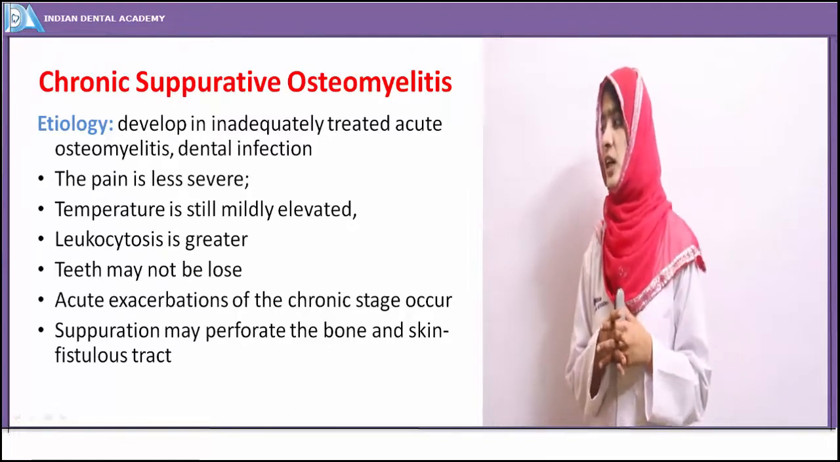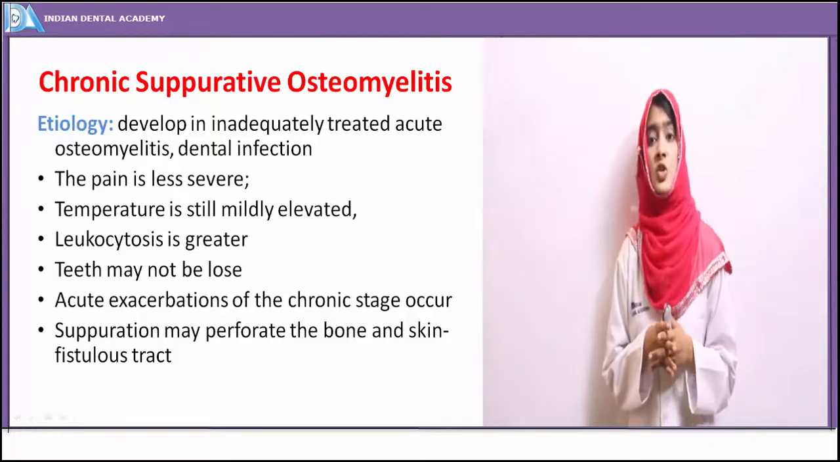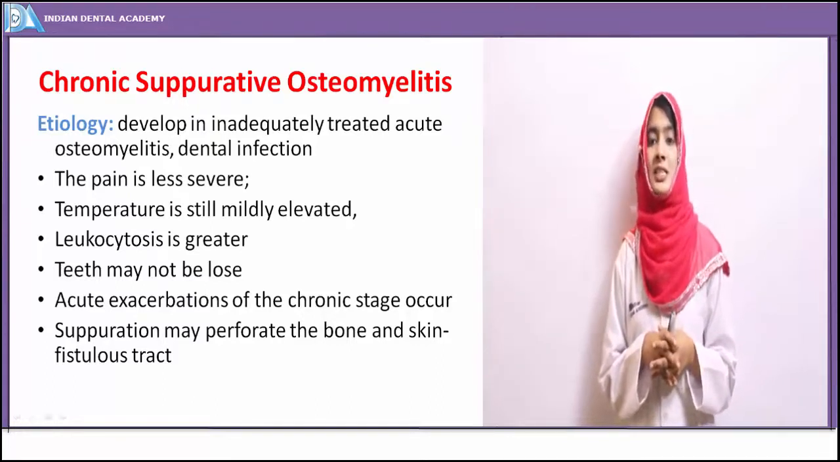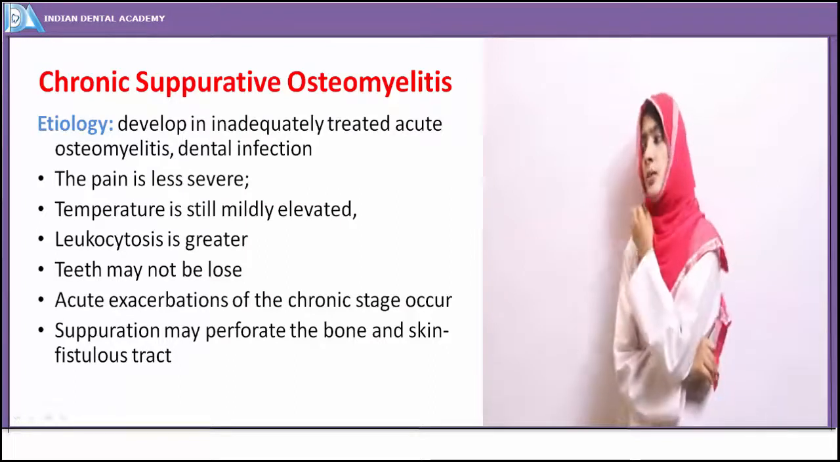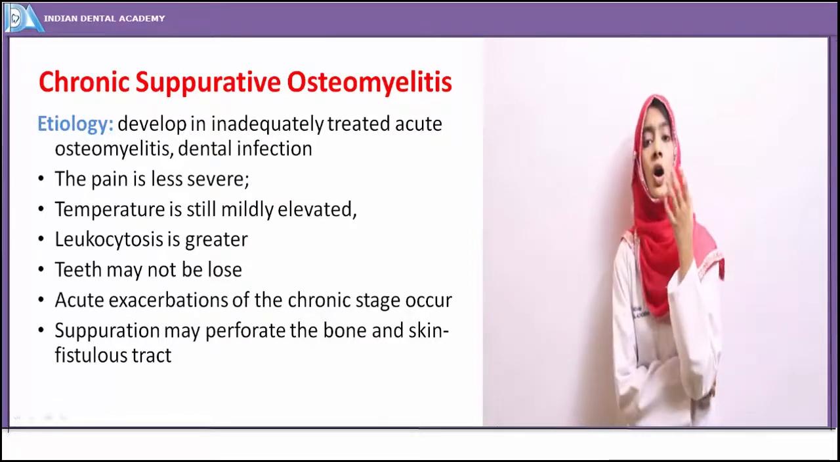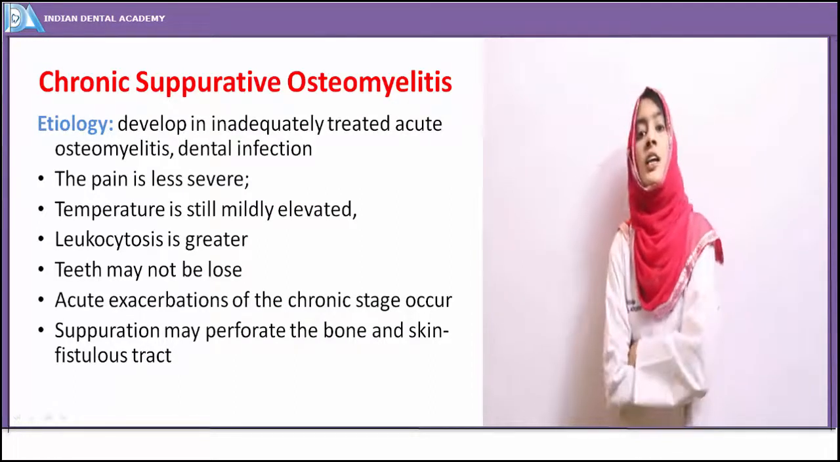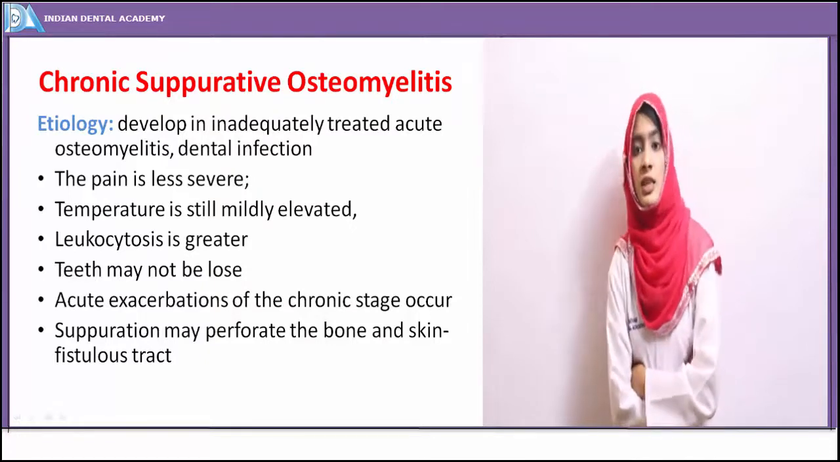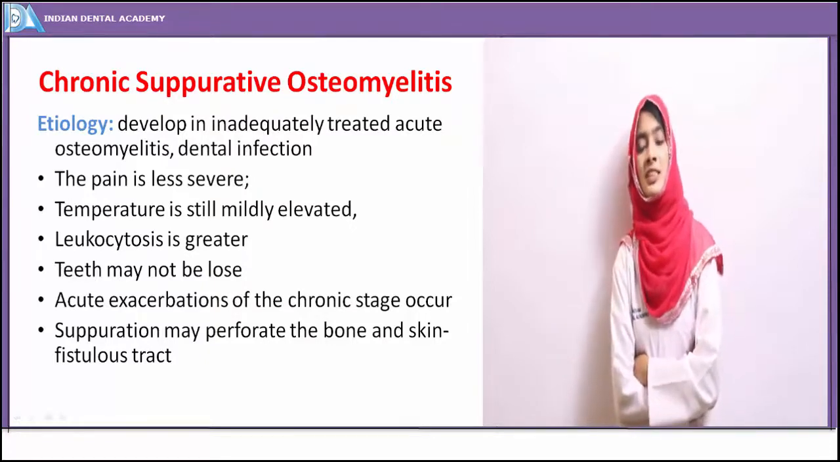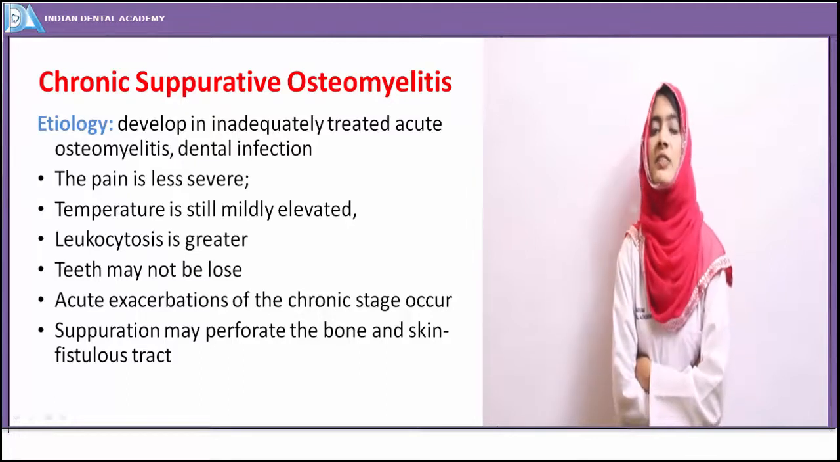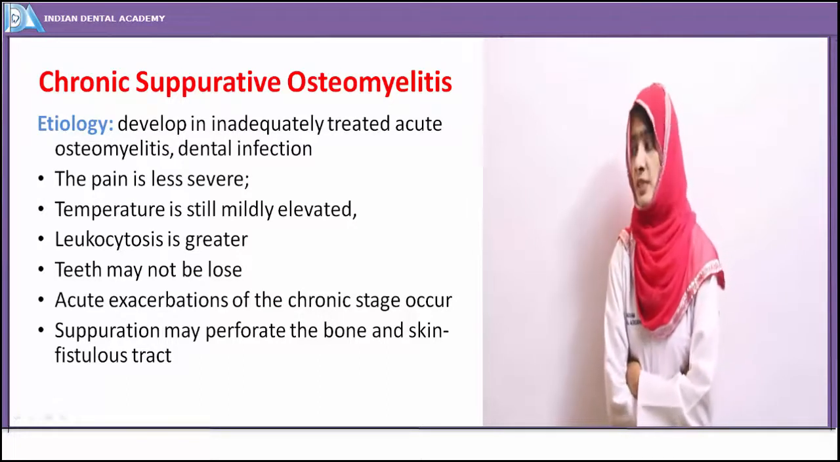Initially, it develops in cases of acute osteomyelitis. Acute osteomyelitis that is treated may show this chronic suppurative osteomyelitis or any dental infection occurring. Here the chronic features, as always seen in cases of chronic pulpitis also, the characteristic symptoms of pain are relatively less severe or moderate or absent.